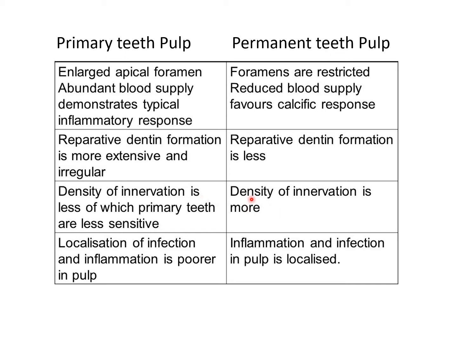This does not happen in permanent teeth because the density of innervation is very high. So as soon as you reach the dentine, the patients will complain of sensitivity. In primary pulp, there is a localization of infection and inflammation is poorer because of the abundant blood supply. So the infection spreads faster, and therefore you will have more swelling as compared to the permanent.